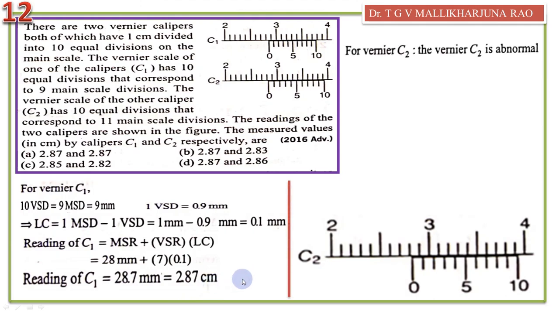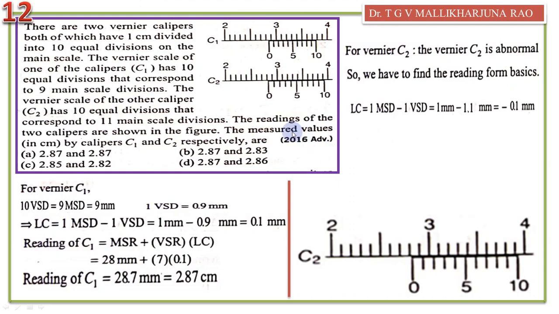Come to vernier calipers 2. It is an abnormal scale. Why do we call this an abnormal scale? Actually, in vernier calipers, n VSD should be equal to n minus 1 MSD. But here look at this. 10 divisions in VSD are equal to 11 divisions in MSD. They have given it like this. That's why it is an abnormal scale. Here, if you follow the same process that we followed earlier, you will find the least count is negative. That means you will get a least count of minus 0.1 mm in the case of the second vernier calipers.